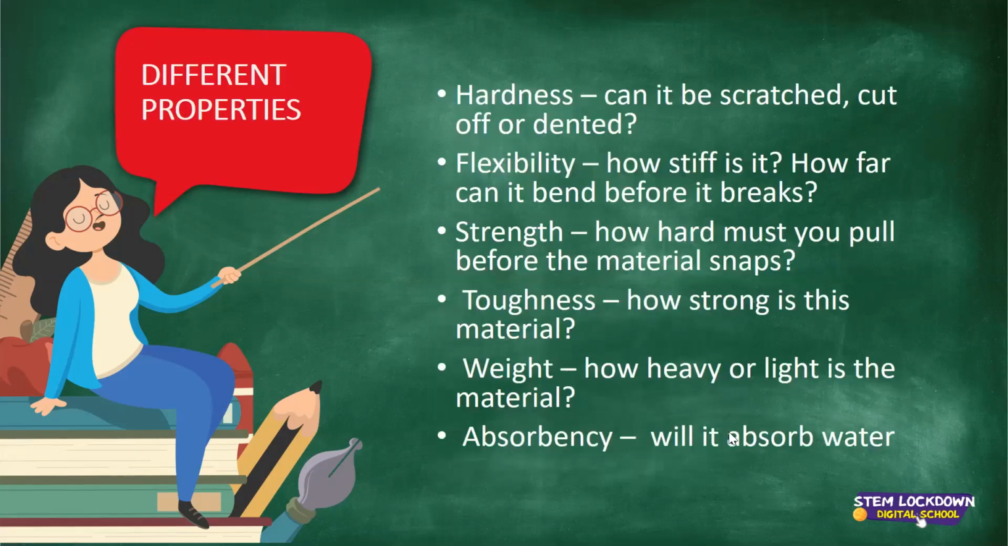Absorbency means that this material that we're talking about, whether solid or manufactured, will it be able to absorb water? Will it be able to soak up water? That would be one of its properties. But if you have plastic, plastic doesn't have absorbency as a property because it doesn't soak water.